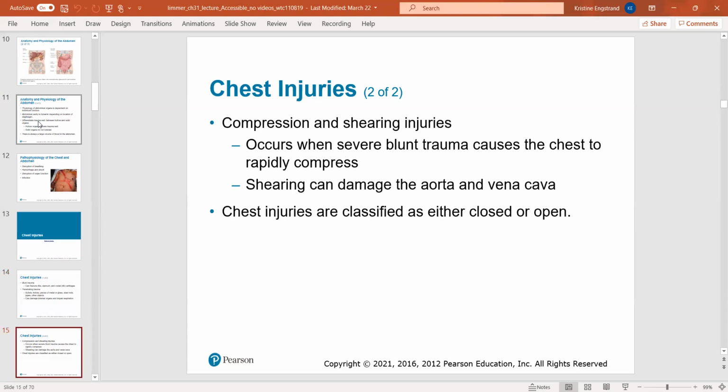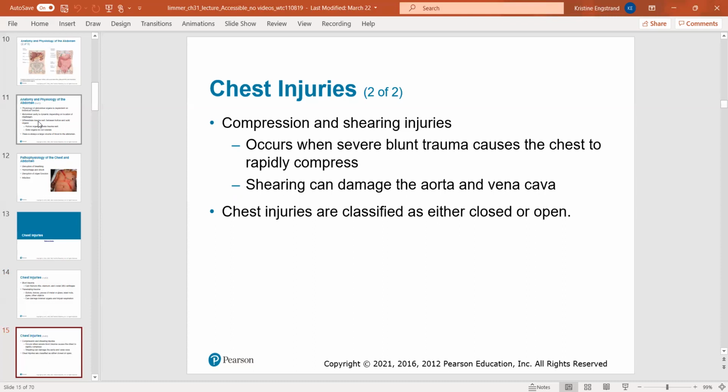Compression, shearing injuries, severe blunt trauma causes chest to rapidly decompress. Something falls on your patient, is laying on your patient. Shearing can cause damage to the aorta and the vena cava. Those guys are pretty important. If you remember, I've already badgered you on the heart process. So the aorta taking that good blood, making it circulate through the body, the vena cava taking the blood that's already gone through the body with the toxins in it for basically recycling. If those are compromised, our blood flow is compromised, not a good thing.